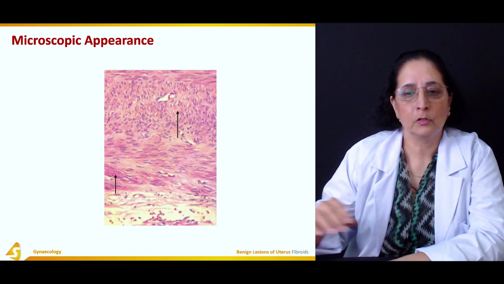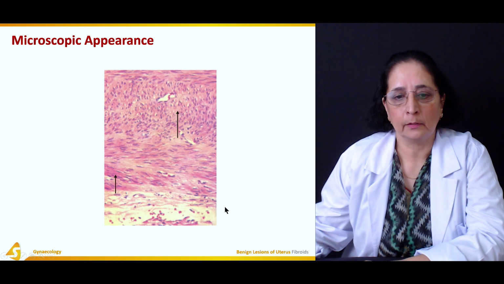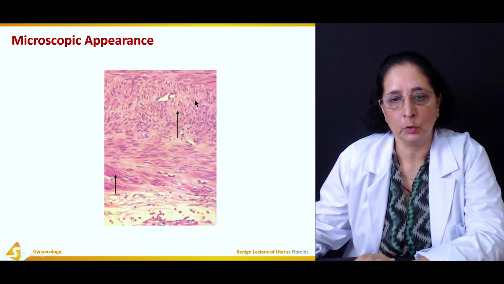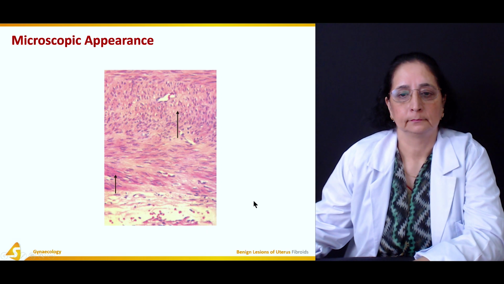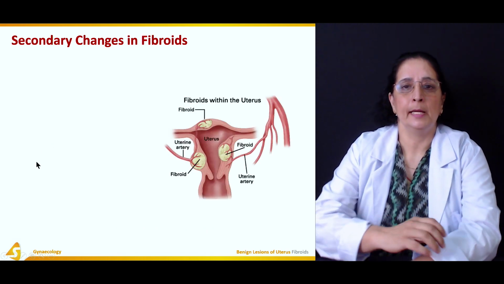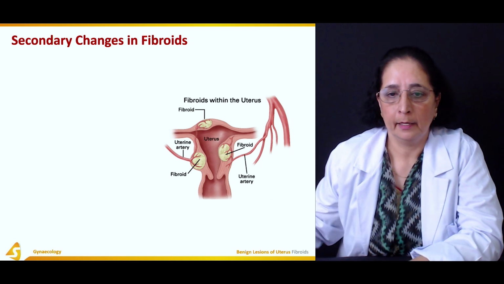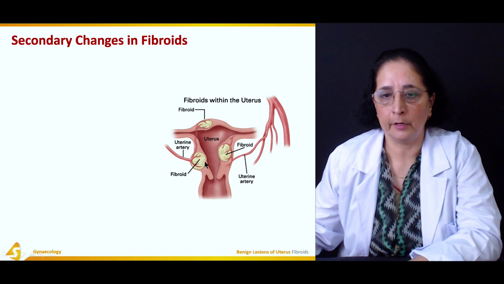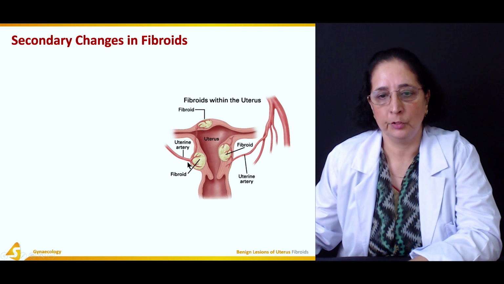And this is the microscopic appearance of the fibroid, showing the overgrowth of the smooth muscle cells and the fibrous connective tissue cells. Now, the secondary changes which can take place in the fibroids. Here in this picture, you can see the fibroids. These are the fibroids of the uterus. All these are the fibroids. This is the uterine artery.